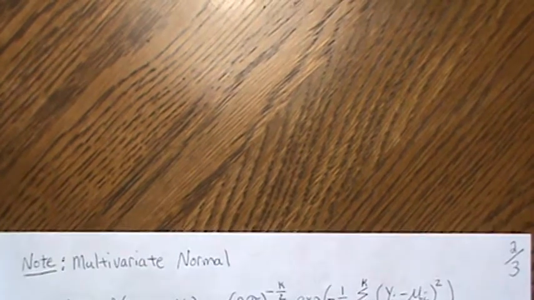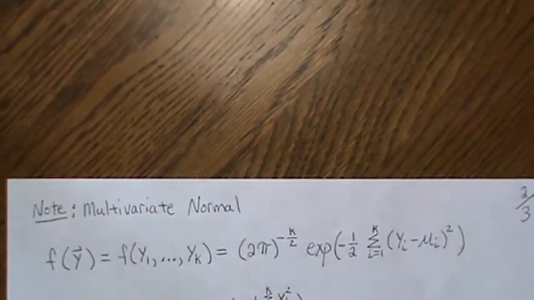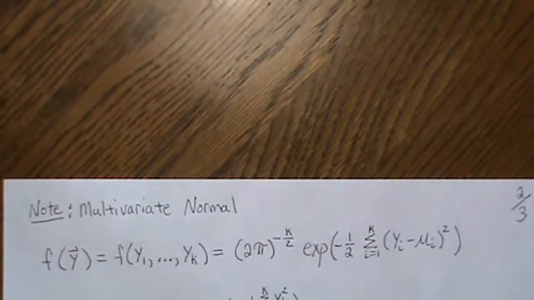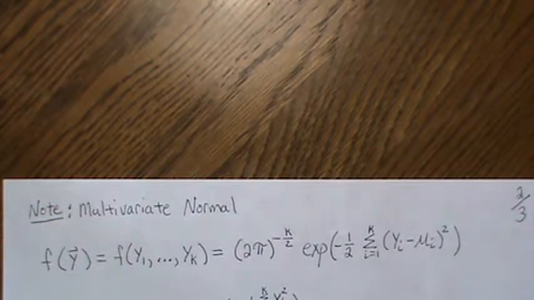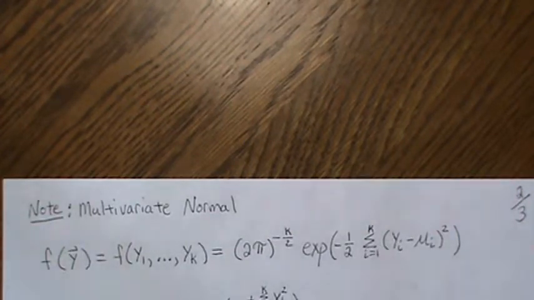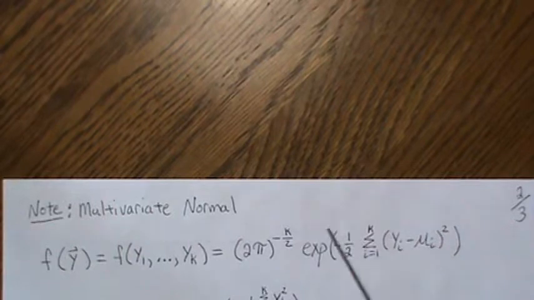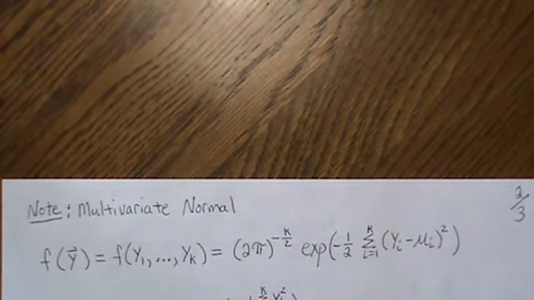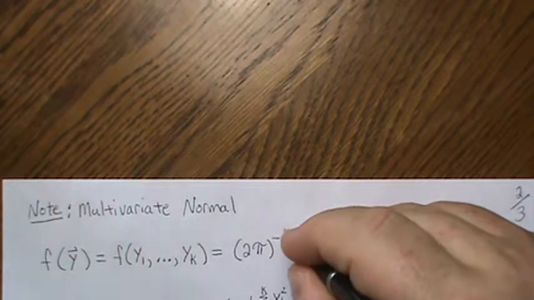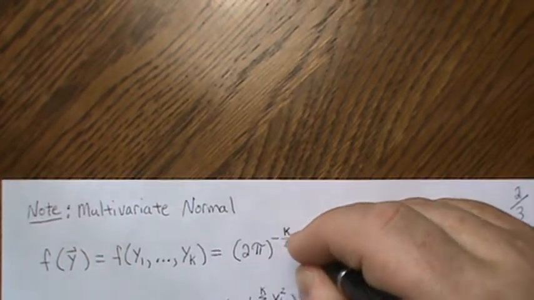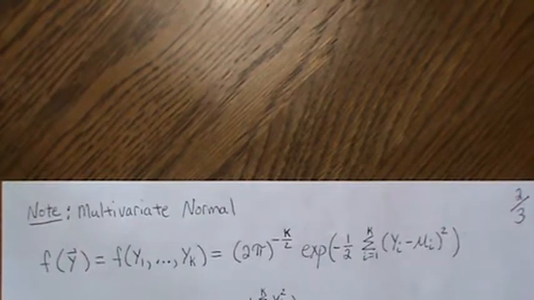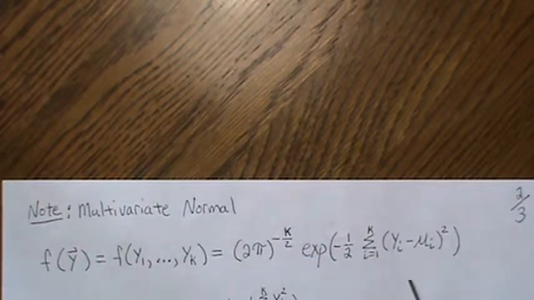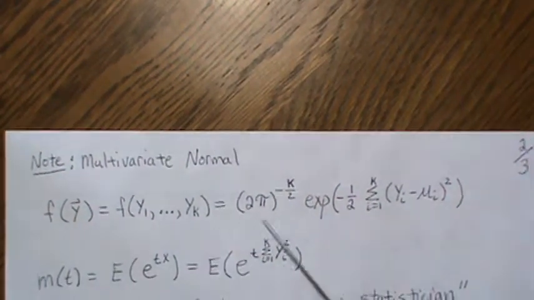So now to quickly review the multivariate normal distribution of y_1 through y_k, where the y's are independent and they each have their own mean mu_i. This is the density. And so that's a (2 pi) to the minus k over 2, e to the minus 1/2 times this sum. Okay, that's just an FYI.